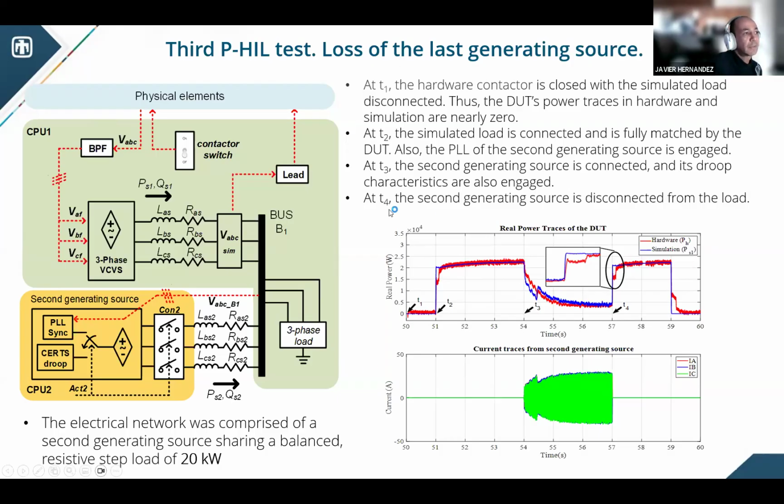Then at T4, we went to the actual test of disconnecting, or loss of, the last generating source, to see if the grid forming inverter provides the voltages during this, I would say, islanding scenario. We disconnect the source at T4, you see that the current immediately drops from the second generating source, and you see how the grid forming inverter immediately forms the island and starts to supply the load entirely again, okay?